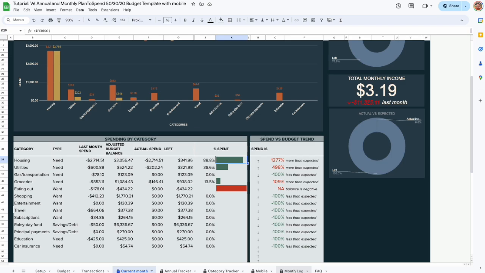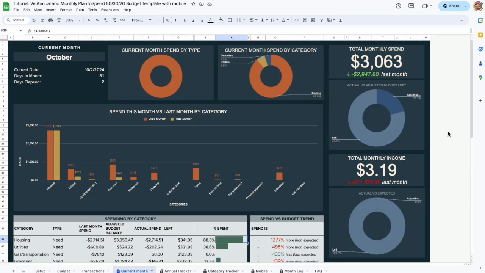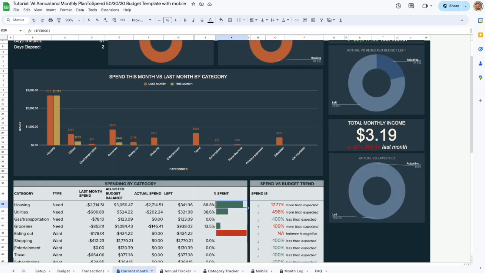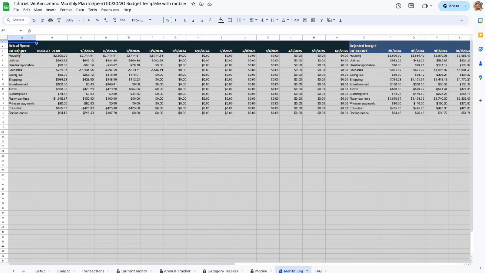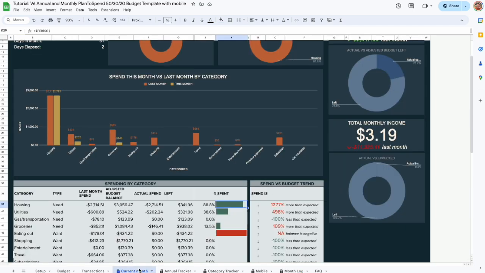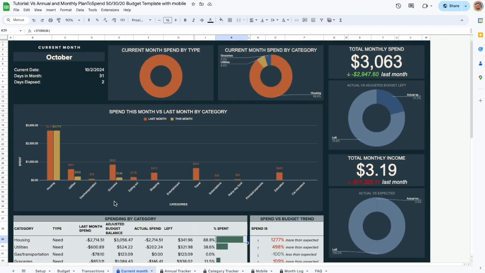This data pulls from the month log, so you never have to copy this or anything. This is always going to be current to whatever today's date is, and your transaction data. But if you wanted to see how that's rolling, it pulls from this month log to see, okay, what was the budget plan? What would that mean month over month based on actuals, to get the adjusted budget. And that is your current month view.